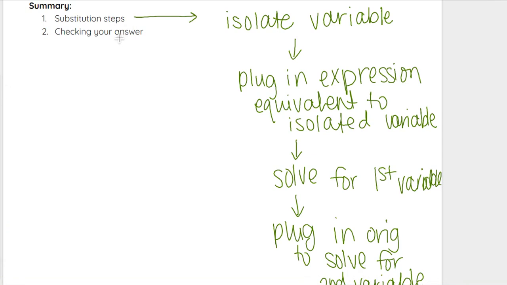Now you can check your answer by plugging in that ordered pair. So in our last example, 4 comma 1, we could have plugged in 4 for x and 1 for y into both equations to check and make sure that it works in both.